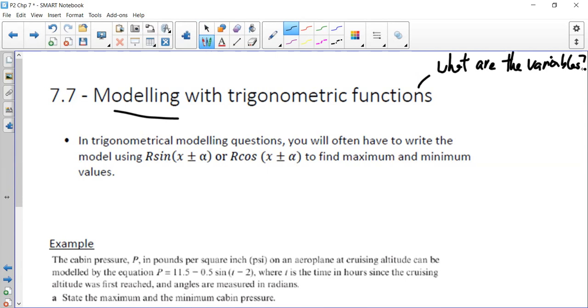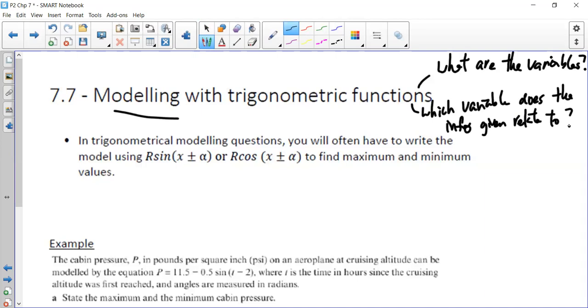That's the first question. And the second question you should be asking yourself is, which variable? So once you've asked yourself the first question, you have identified all the variables. Then the second question is, which variable does the information given relate to? So in modeling, they give you information, and your task is to link it to one of the variables, and find out the other.